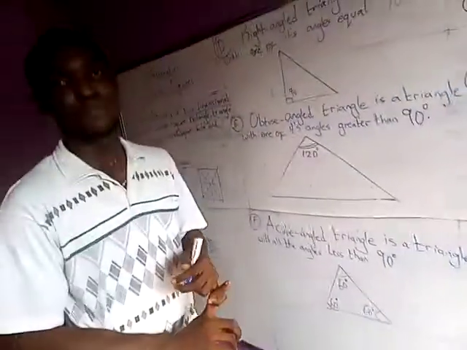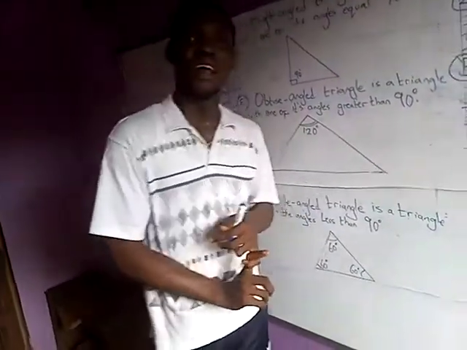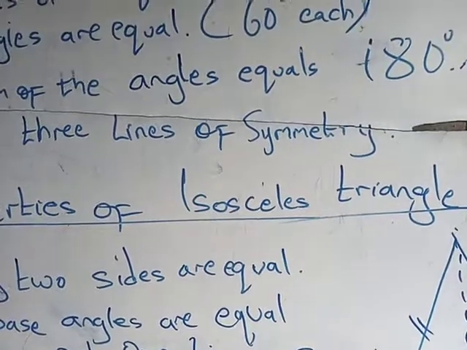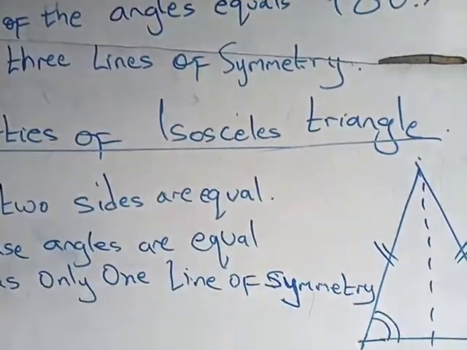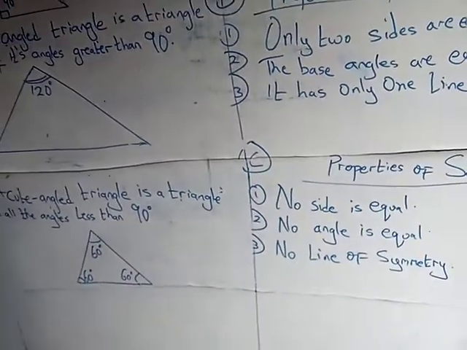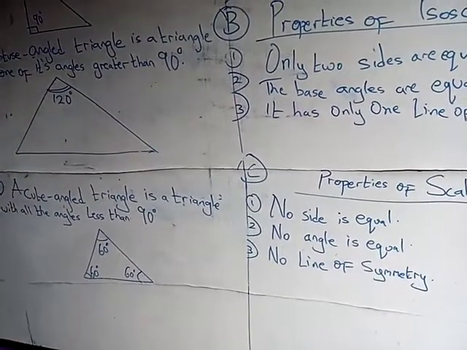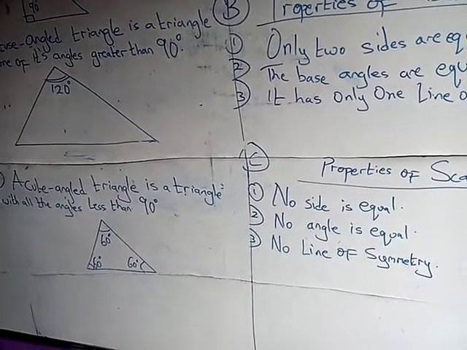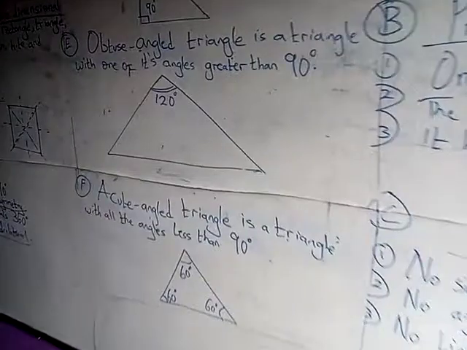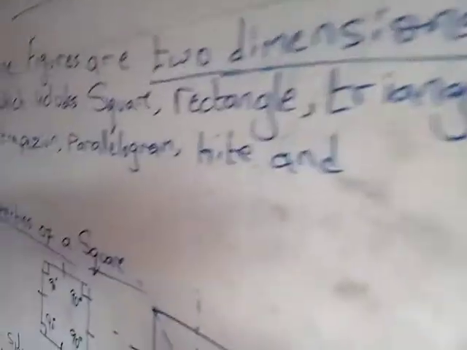So I have told you before, based on the sides of a triangle, we have 3 types of triangle: the equilateral, the isosceles, and the scalene. Based on the angles of a triangle, we also have another 3 types, namely the right angle triangle, the obtuse angle triangle, and the acute angle triangle. So this is where we are going to stop for this lesson. Next time we shall continue on the properties of other plane figures, like the circle, the trapezium, the parallelogram, the kite, and the rhombus.